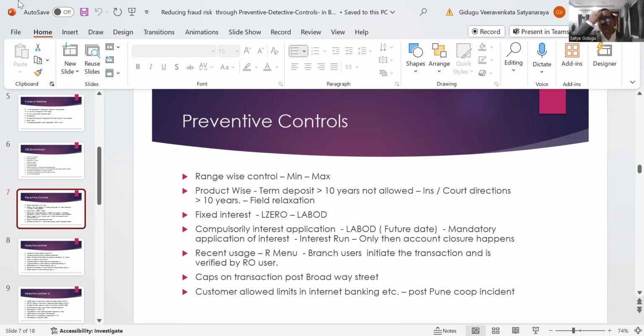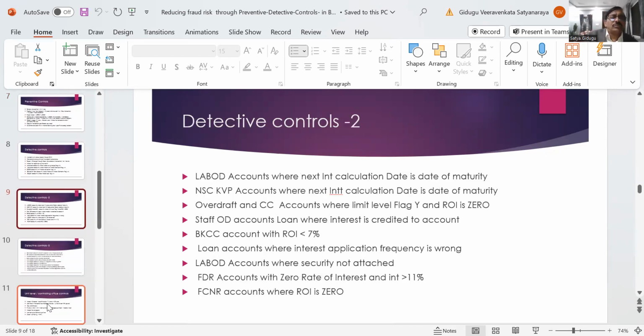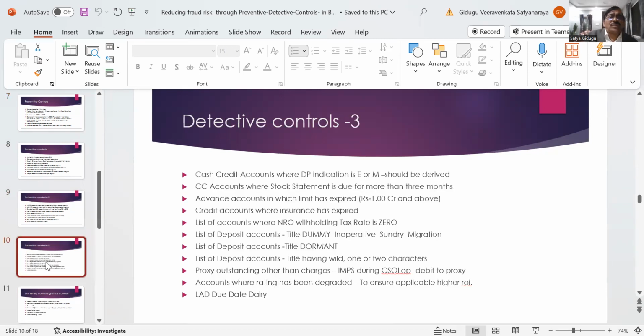Those preventive controls will prevent a transaction from happening, and similar things can easily be implemented in your manufacturing environment also. And detective controls are your internal audit detective controls. Your reports. Okay, list of deposit accounts, list of advances accounts with limits expired, list of stock statements that have not been done. These are all detective controls.